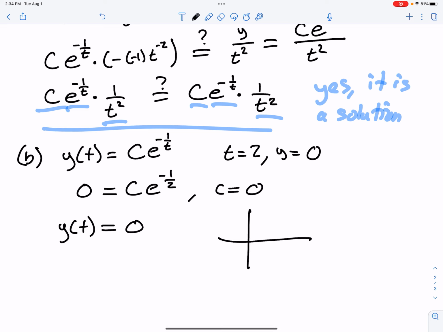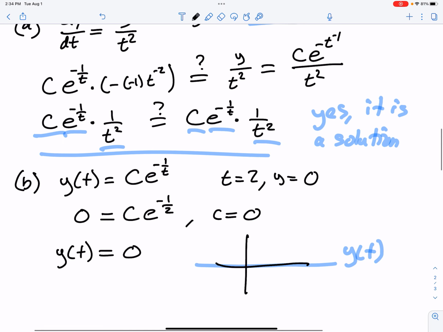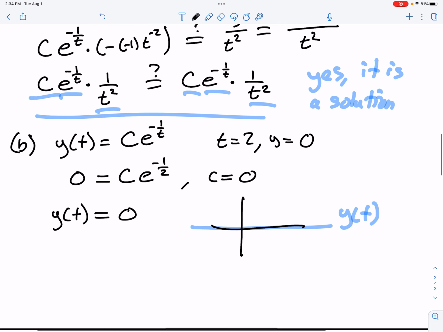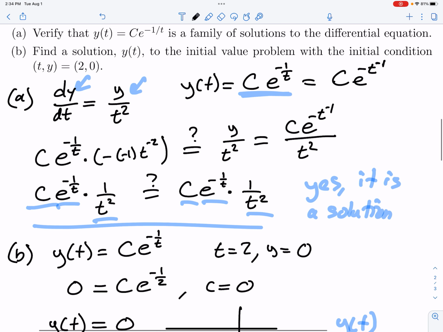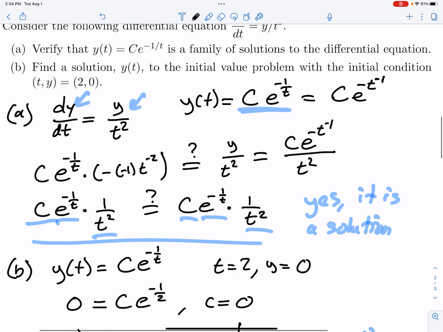So essentially graphing the function that's just always 0, that's what y of t is. That would be the solution that goes through the point (2, 0). So here's the point (2, 0) right there. That is the solution that passes through the point (2, 0), and that is the solution to the initial value problem with that initial condition. And you can check that it's of this form, right? It just has c equal to 0.